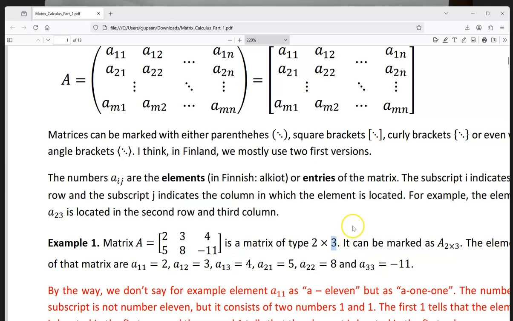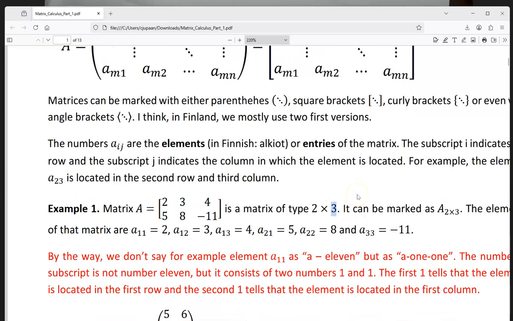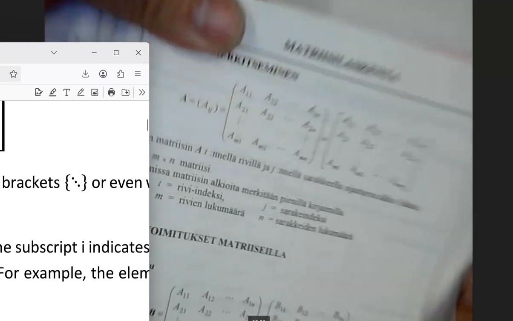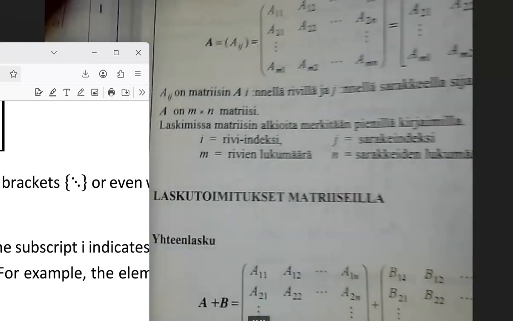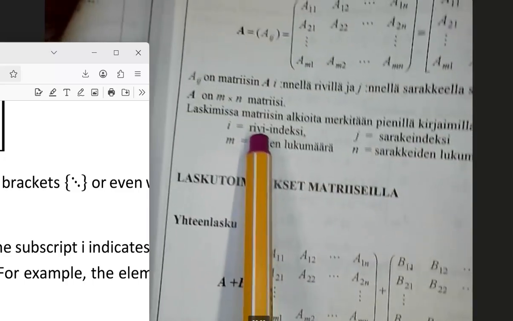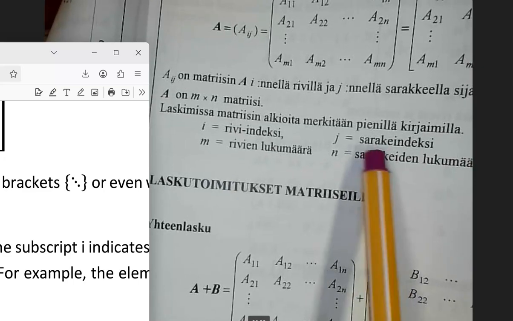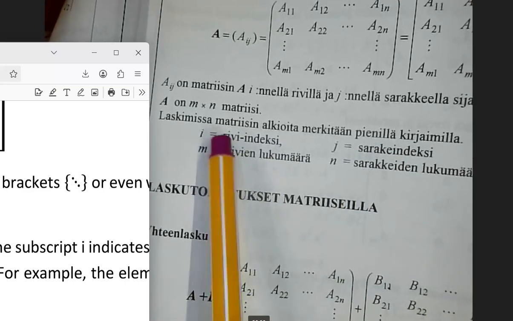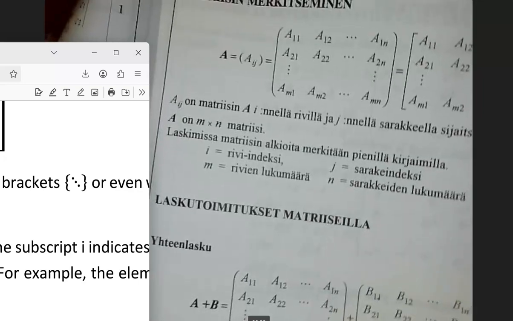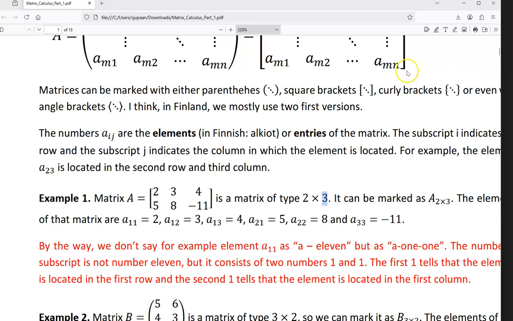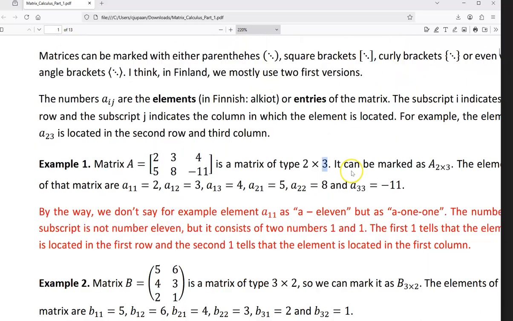In Finnish, I don't know if this is told there, but you can see it from my table formula book. In Finnish we call rivi the row, and sarake the column in English. So this is an example of a matrix of type 2 by 3.